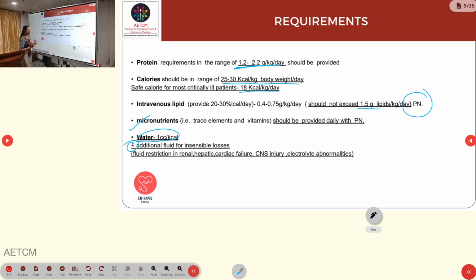And fluid restriction should be considered in case of any hepatic failure, cardiac failure, renal failure, any CNS injuries, and also in case of any electrolyte abnormalities like SIADH and all, we will have to consider fluid restriction.